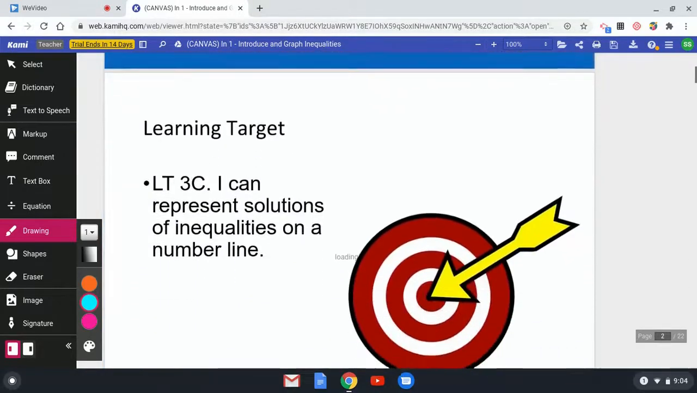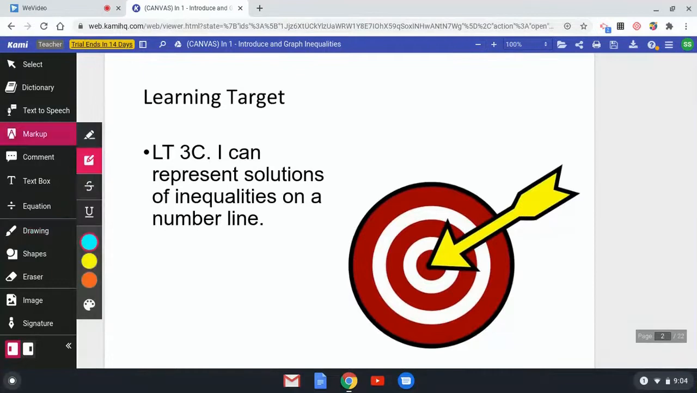So our learning target right here, will you please start at I can with me? Let's read it together. Go. I can represent solutions of inequalities on a number line. Well, first we have to kind of understand what an inequality is before we can graph it on a number line, okay?